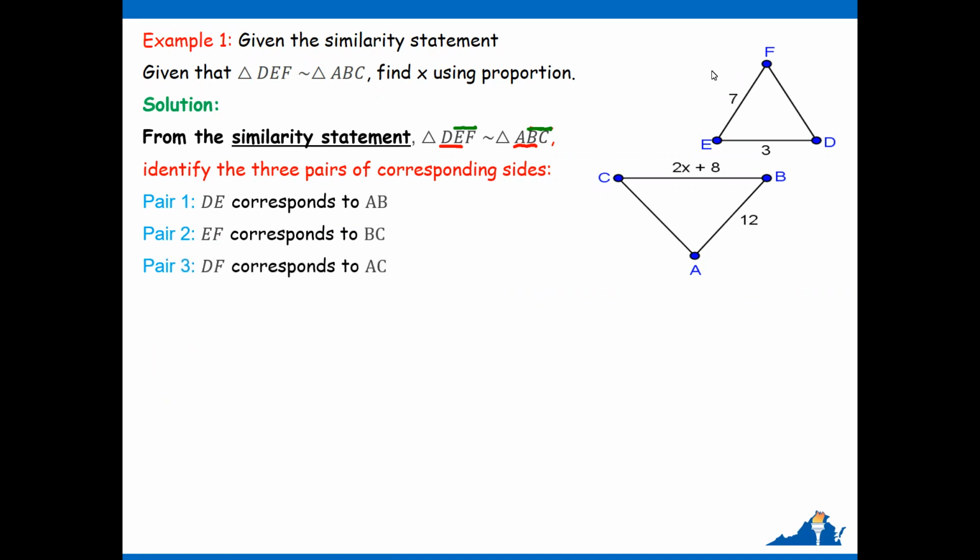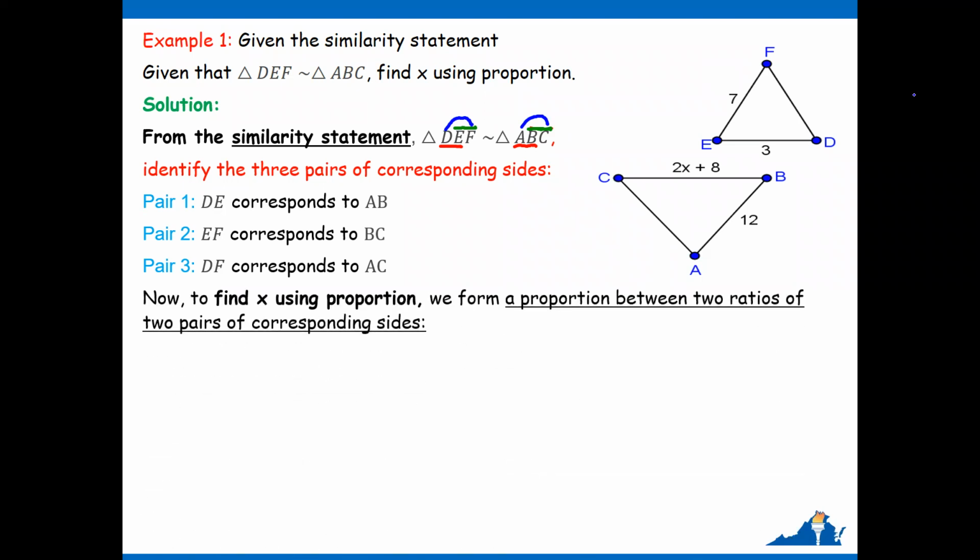Then we go on to the last pair, DF. D is the first letter, F is the last. So DF should correspond also to A and C. That is how you identify corresponding sides. Once that is done, to find x using proportion, we form a proportion between two ratios of two pairs of corresponding sides. So from the three pairs of corresponding sides, you only choose two.